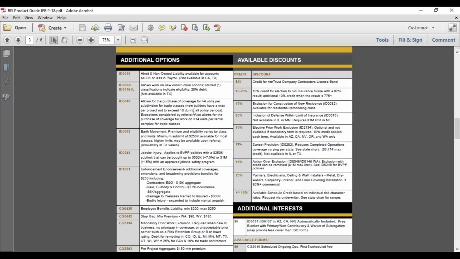Should the insured choose to work on more, or should the subdivision be larger, we need to know about it because we need to increase the number of homes that they can work on. If they're building, then it shouldn't exceed more than 10 during all policy periods, but it's 10 per project if they're building. Does that make sense, or do you want me to go over that again?